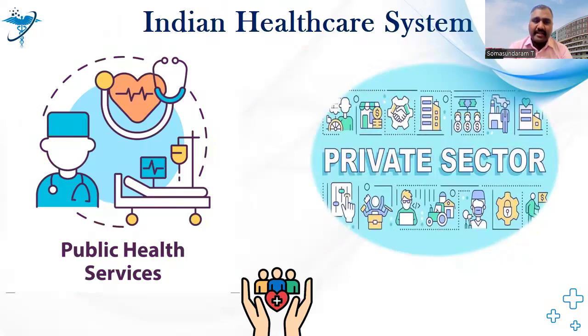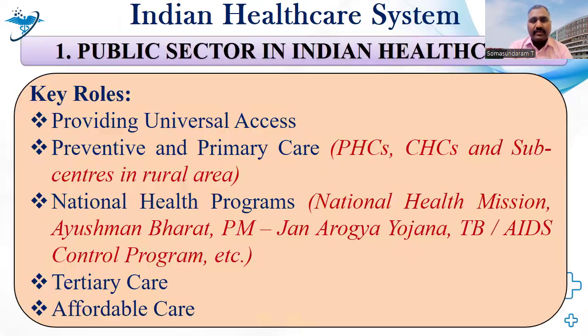We have two categories of healthcare systems: one is public, and the other is private. We will discuss the public sector first. The key role of the public sector is providing universal access. Since it is monitored and run by the government, its service is open to all. It is not restricted to a particular group or level of people. Everyone can access government hospitals and the primary-level centers, which prevent illness, protect you, and give first aid and care to patients.